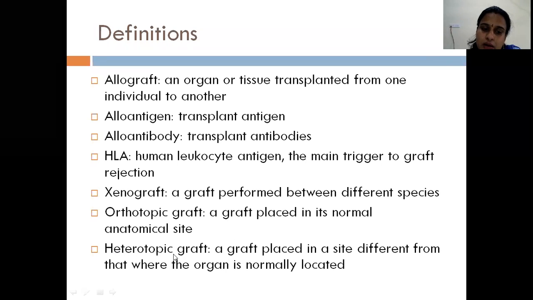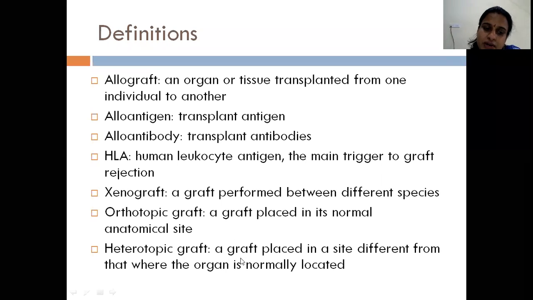Whereas a heterotopic graft is a graft placed in a site different from that where the organ is normally located. For example, the kidneys. Okay, so these are the basic definitions. If you have an idea, it is easy to understand.